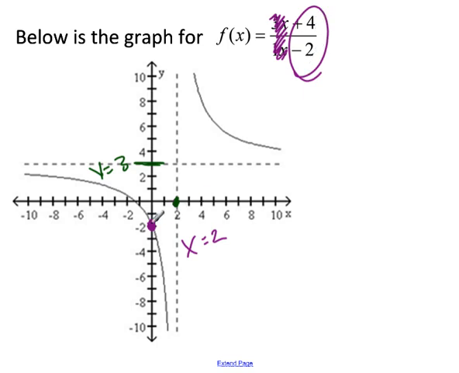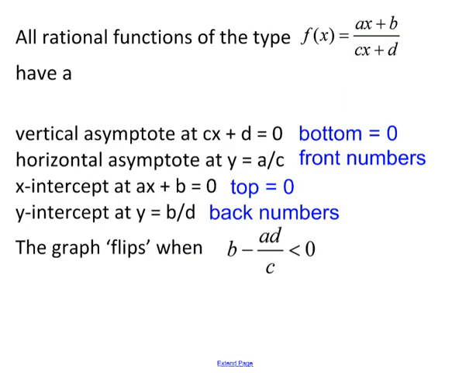4 divided by negative 2, negative 2. So that's where all of the key information is that's going to come from as far as how to graph these and what we're going to do. I would highly suggest taking a moment writing these down.